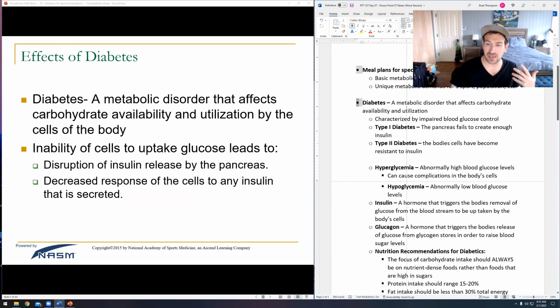So diabetes is a metabolic disorder that affects your blood sugar, right? The idea here is that there are two types of diabetes. You are either going to see type 1 diabetes, which is much less common. Only about 5% of all cases of diabetes are type 1. And that's where the pancreas isn't creating enough insulin.